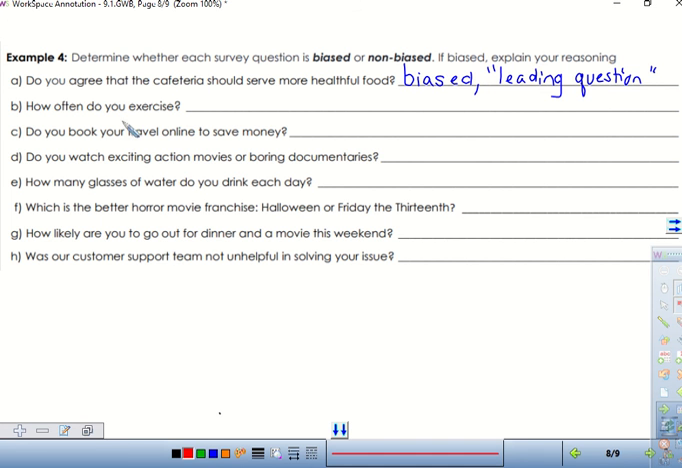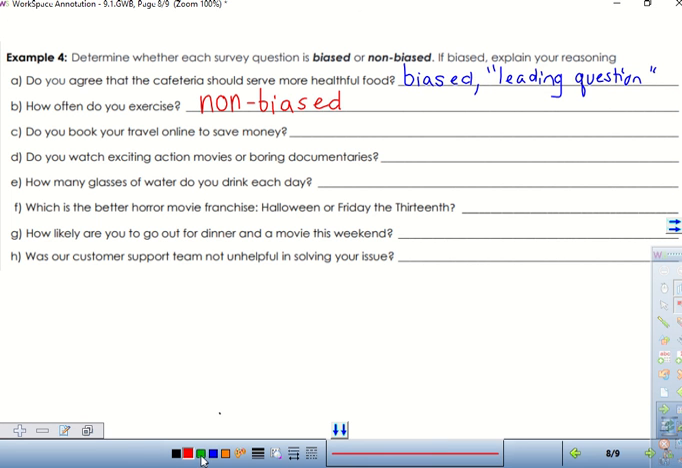Let's say for B, assuming we just ask a random population, we pick people at random: biased or unbiased, how often do you exercise? Random, or non-biased. Non-biased. Now this would be biased if I did what, for example? Yeah, if I asked people at a gym, or at a sporting event, or something related to fitness and health or exercise, then it would be biased. But if I just pick randomly, no, it's not biased.